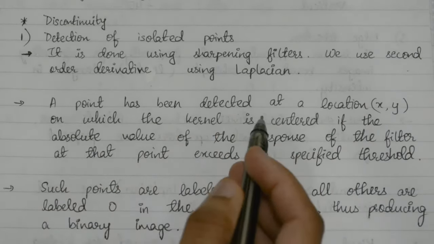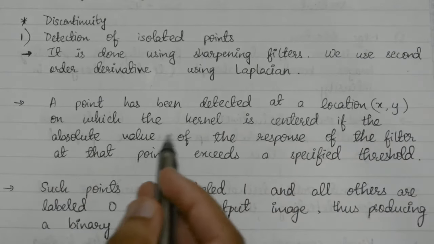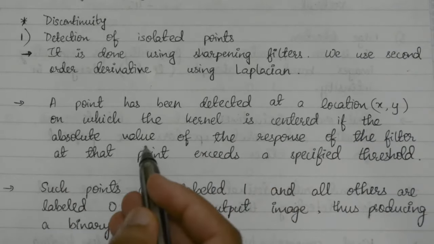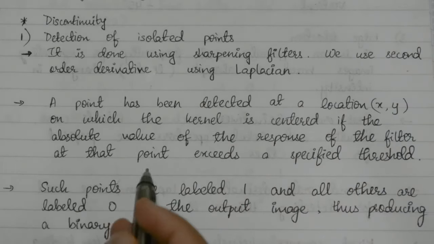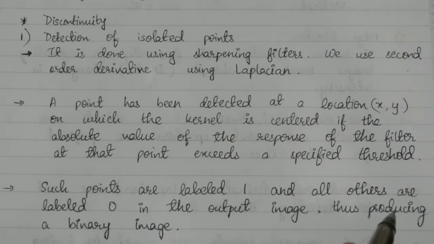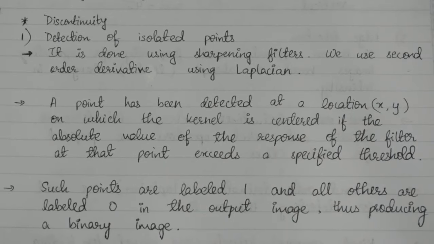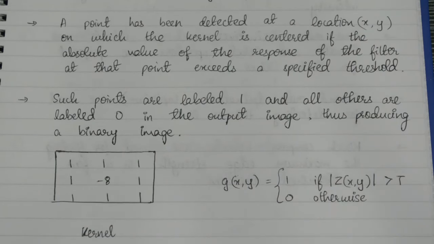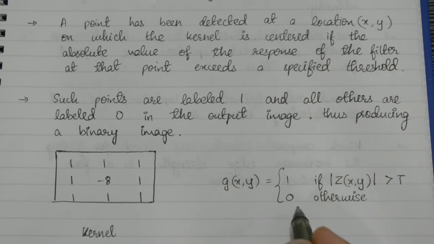Now a point has been detected at a location x, y on which the kernel is centered, if the absolute value of the response of the filter at that point exceeds a specified threshold. Such points are labeled 1 and all others are labeled 0 in the output image, thus producing a binary image. You can see here the kernel for point detection, and the function for point detection is g of x, y equal to 1 if the absolute value of z of x, y is greater than T, and it is 0 otherwise.